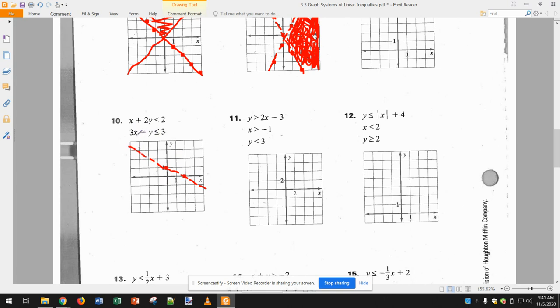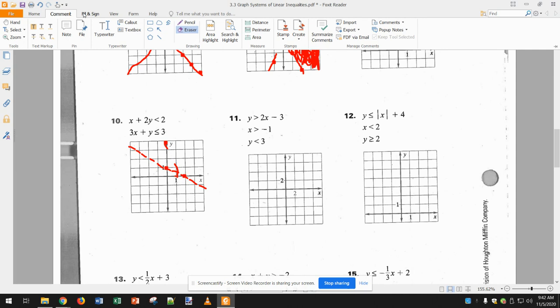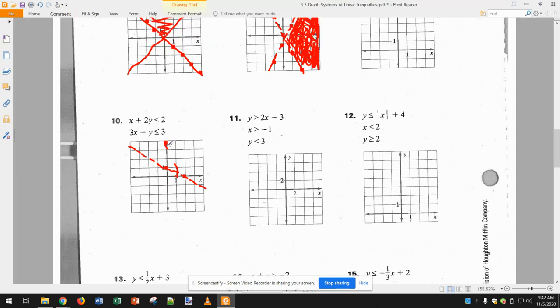The second one, if I plug in 0 for y and divide both sides by 3, I get x equals 1, and y equals 3. So that line has to go through those 2 points. That was pretty bad. Let me try that again. So there's the second line.